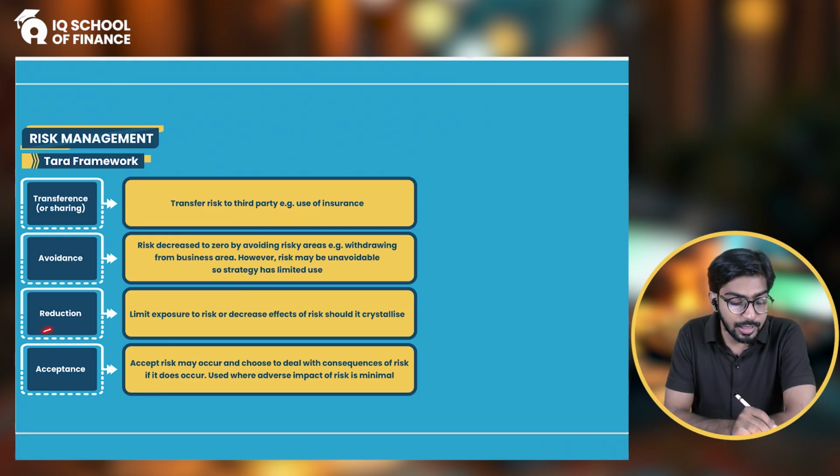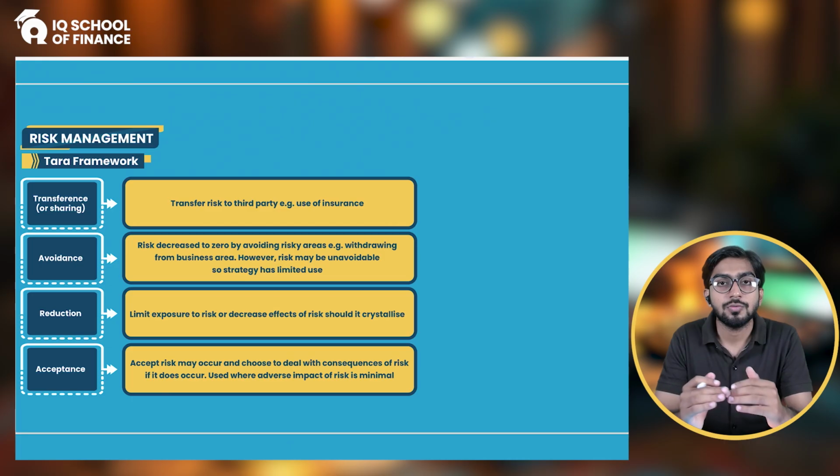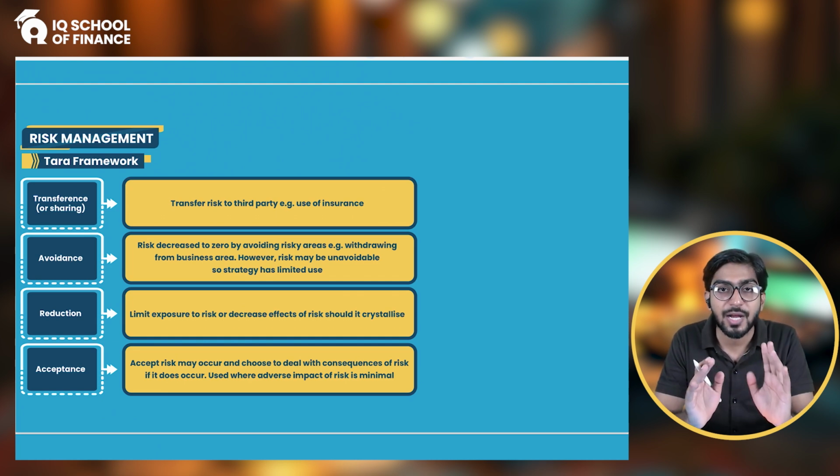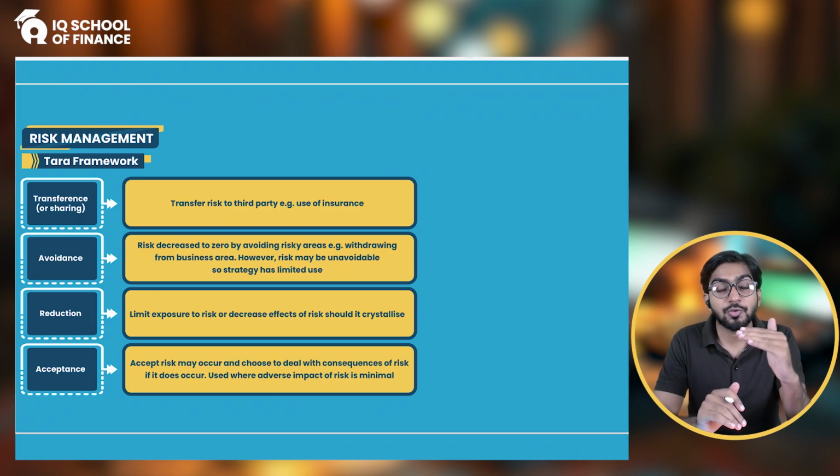And then we have the reduction. Reduction means to limit the exposure to risk, or decrease the effect of risk should it crystallize. That means you apply a limit so that you only take the risk to a certain level as per your risk appetite. Remember, in the first lecture we studied the risk appetite. So you will reduce the risk to your risk appetite.